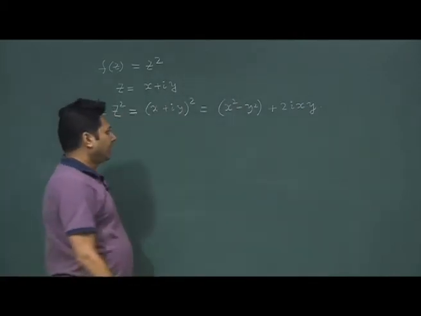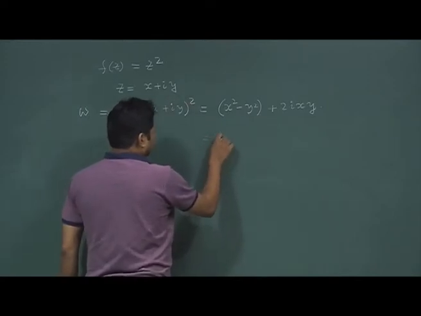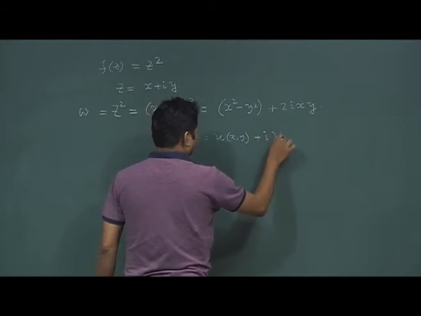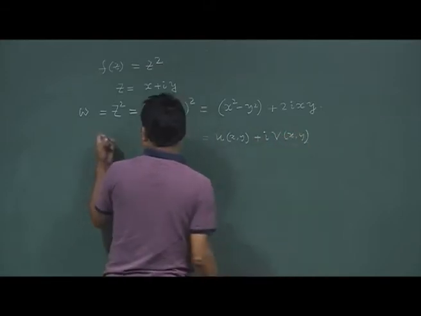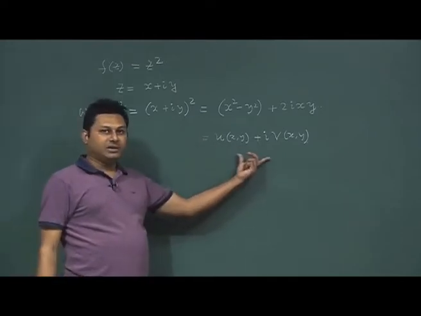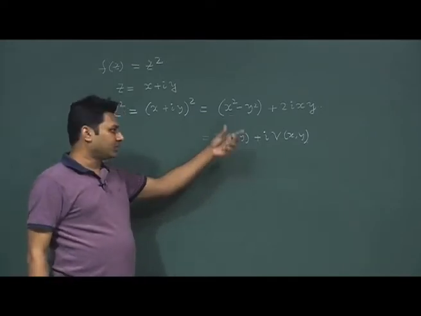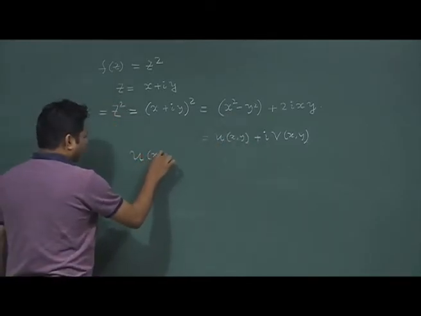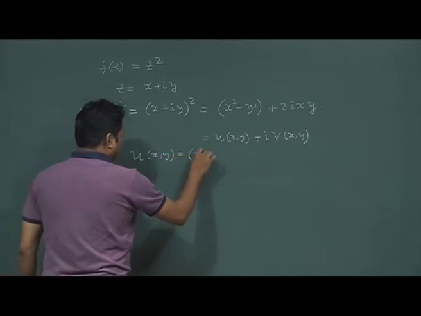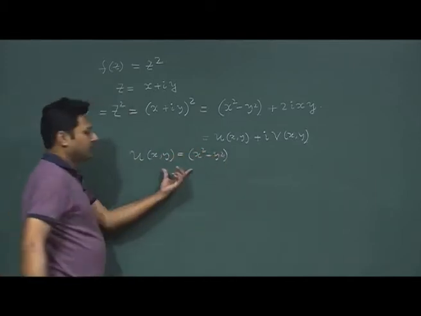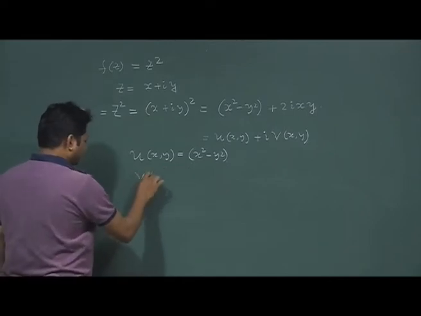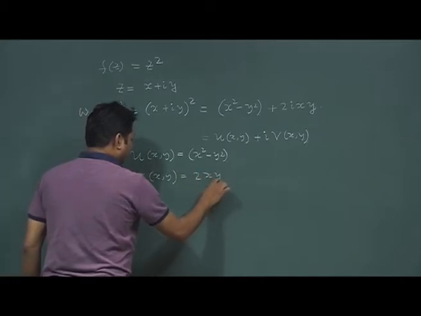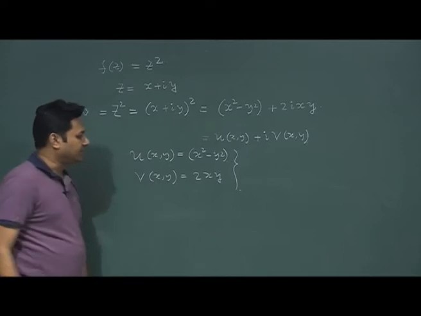That quantity is nothing but u function of x,y plus i v function of x,y, because my w is u plus iv. So when both the things are equal, then I can readily write u of x,y is x square minus y square, and v of x,y is 2xy. This is the relation.